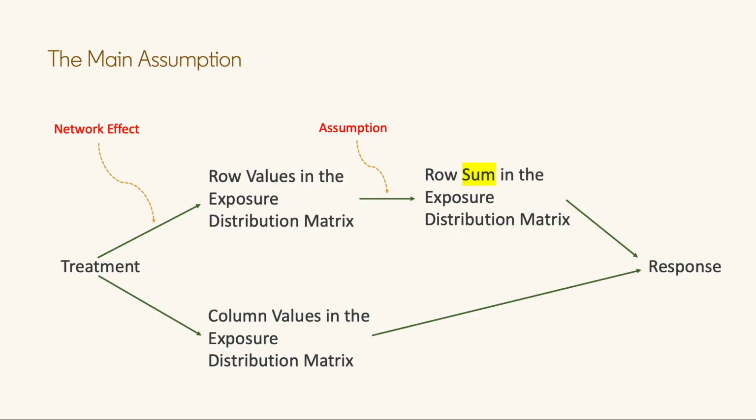Okay, so this cures the problem under some assumption. The assumption is that the treatment now is affecting the columns of the matrix and also the row values of the matrix. The row values of the matrix are basically the network effect, and we are assuming that the row values are not important except their sum. So the row sum contains all the information of the network effect that affects the response. If you make this assumption, then this is how we can resolve the issue.